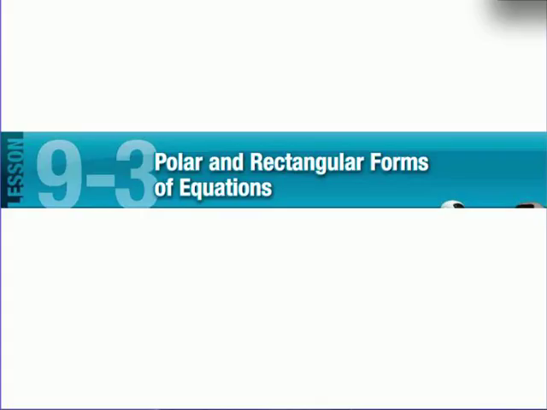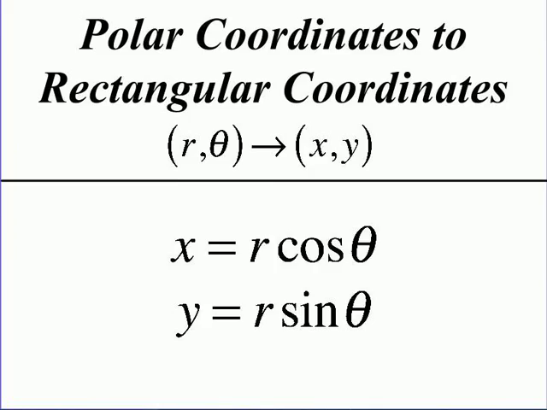So today we're going to talk about polar and rectangular forms of equations. First of all, we're going to talk about how you convert from polar coordinates to rectangular coordinates. Now you might be wondering, what exactly is a polar coordinate? Polar coordinates are what you graphed on those circles. It's r and theta. Remember, we were given r, which is our radius, and theta, which was our angle.